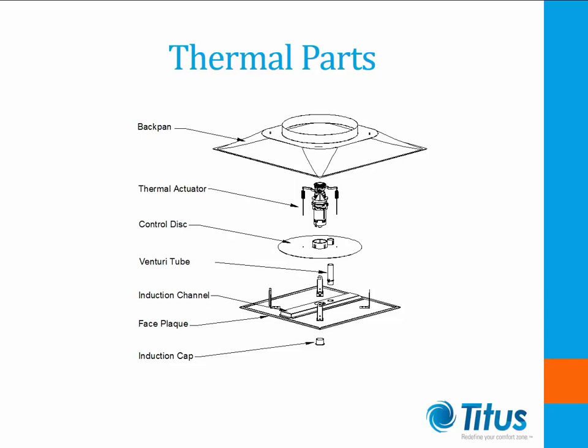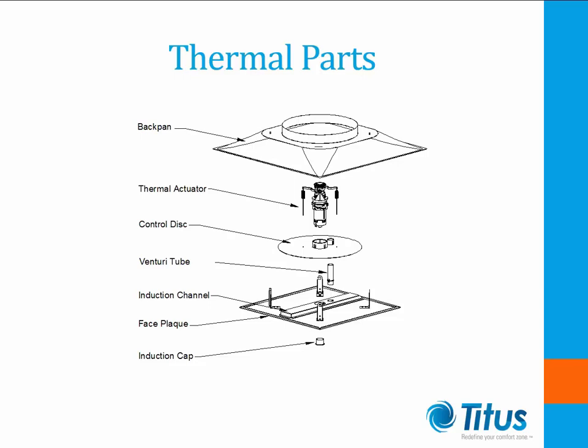Here is an exploded view of a thermally actuated VAV diffuser. Starting from the bottom up, which is the portion closest to the space, we first see an induction cap. This device draws room air into the actuator to compare to the conditioned air. The temperature differential tells the device what to do. The cap fits into the face plaque. The face plaque operates as both a diffusing mechanism and an aesthetic part of the diffuser.